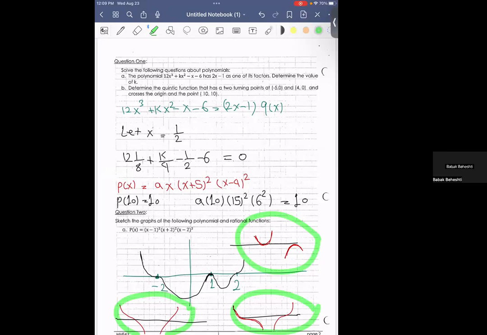Oh, sorry, it's x plus 2 squared. I made a mistake. I thought it's x plus 2 cubed. So it's x plus 2 squared. So x plus 2, again, is an even power, right? So that means it goes like this.